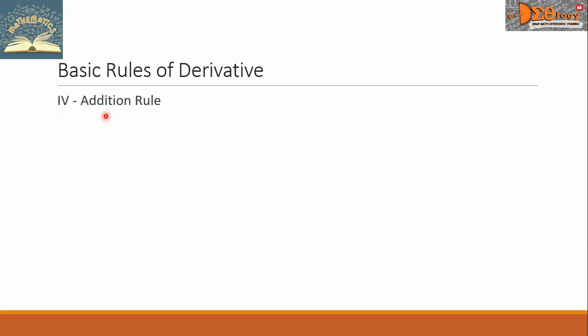Rule number 4 is about the addition rule. So we have d over dx of the two functions f plus g. So we have here the derivative of f plus the derivative of g.